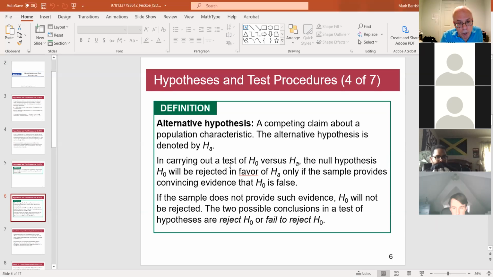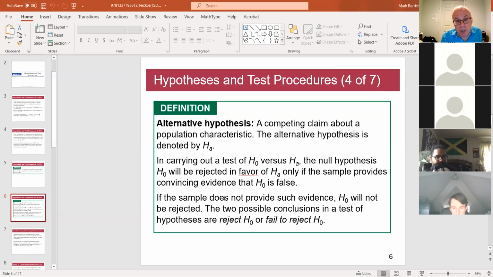Now, when you carry out a test, there are only two options. You're either going to say there's enough evidence to reject the null hypothesis in favor of the alternative hypothesis. And that only happens when the sample provides convincing evidence. You can't prove it, certainly, but the sample can provide a lot of evidence. So there's convincing evidence that the null hypothesis is false. We'll show you next week how that works.